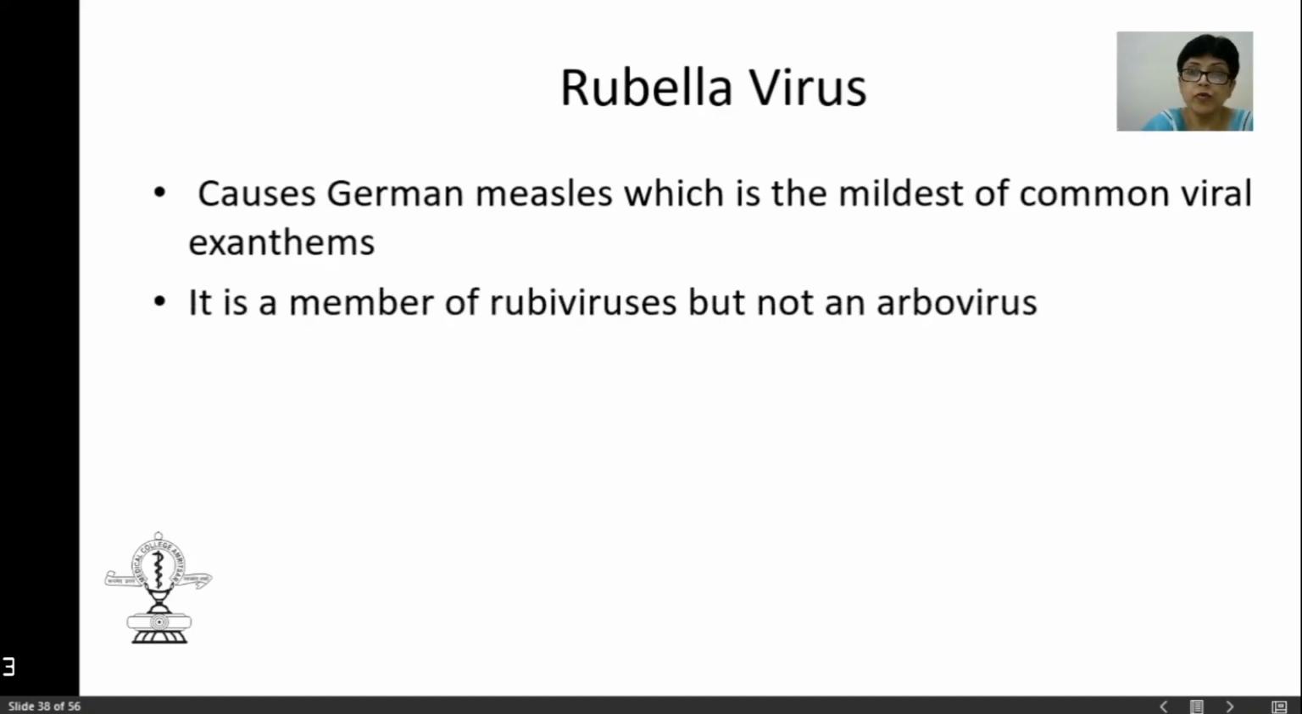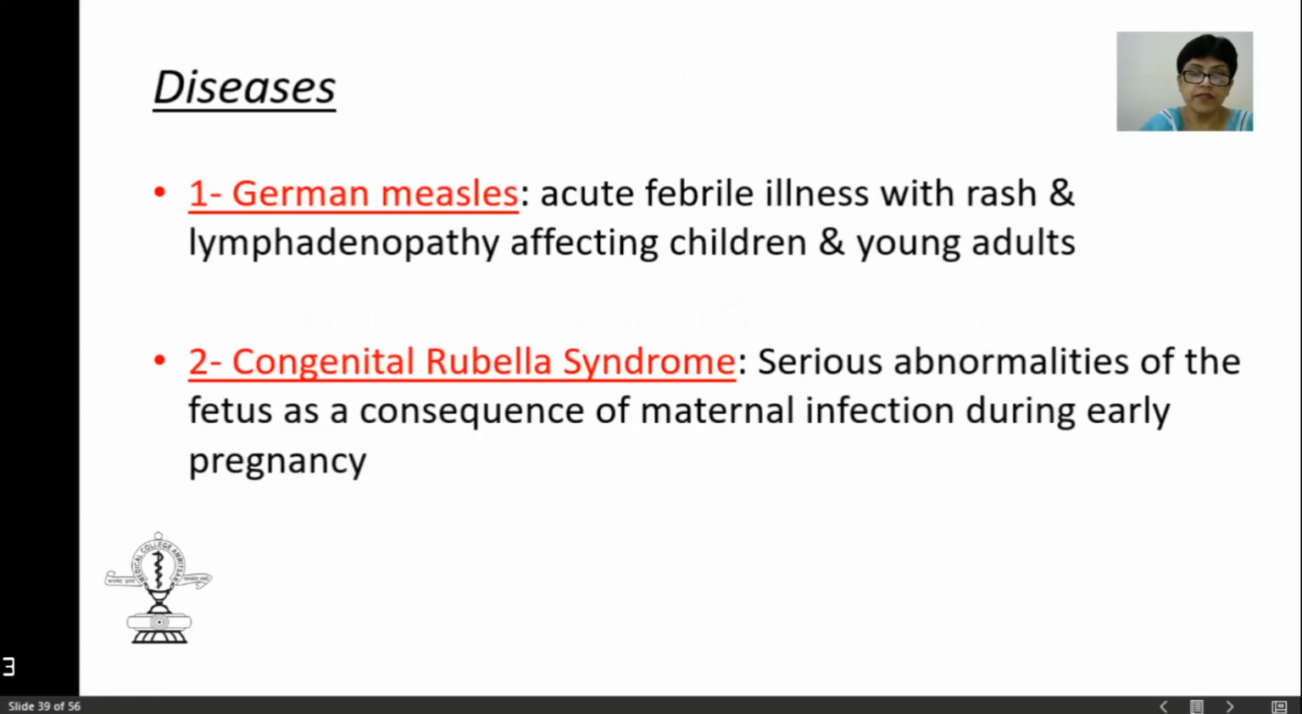It is a member of the rubivirus genus, but not an arbovirus. It is most definitely not a paramyxovirus, and this is in contrast to the paramyxoviruses. It is a positive sense RNA virus which is enveloped and possesses hemagglutinin ability.